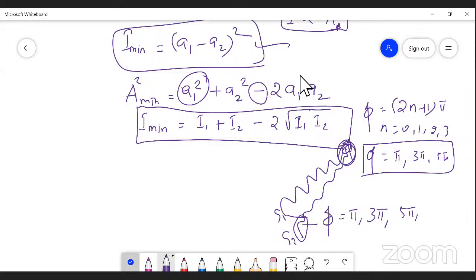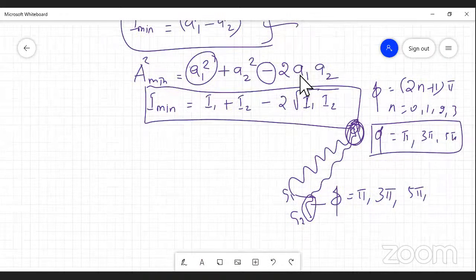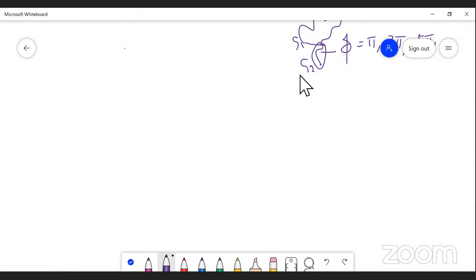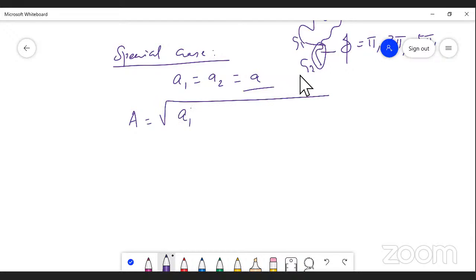Now special case one: the amplitude of two waves is the same. What is the meaning of that? The special case A1 is equal to A2. In our textbook, the special case is A1 equal to A2 equal to A. If the amplitude is the same, what is the amplitude of the resultant wave? A is equal to the square root of A1 square plus A2 square plus 2 A1 A2 cos phi.